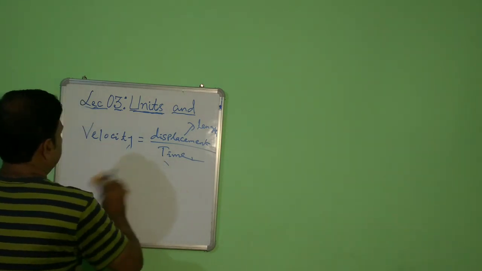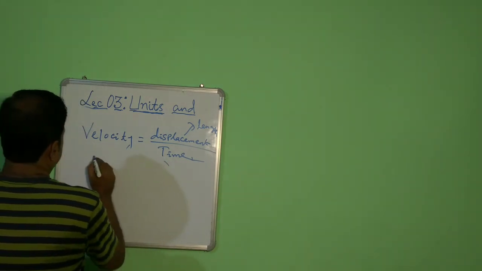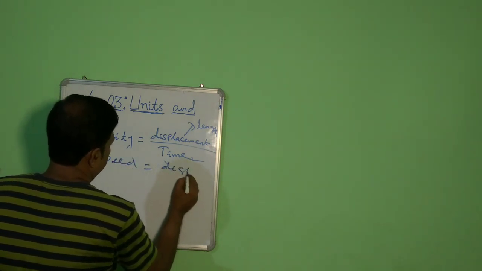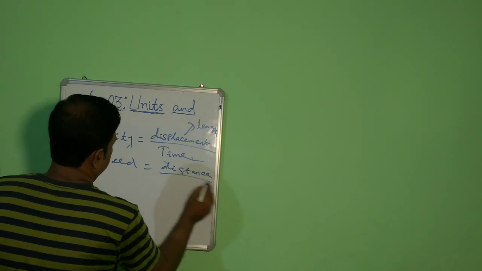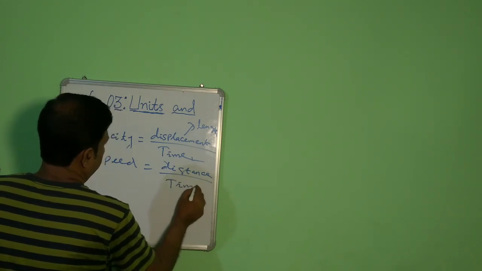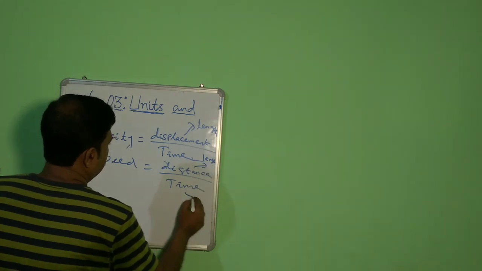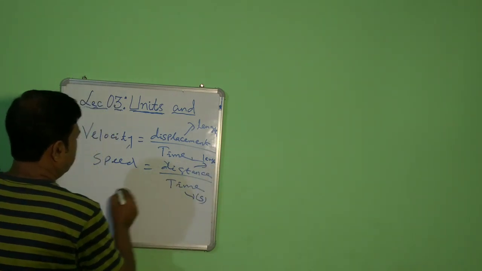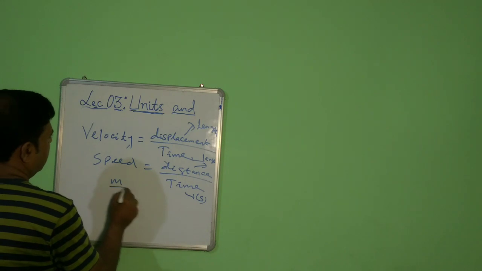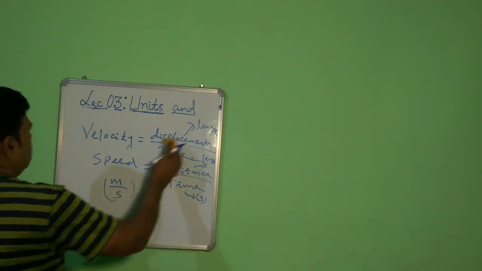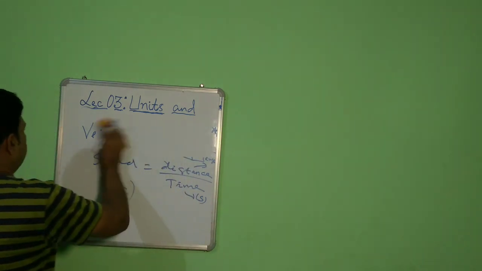Similarly, speed is distance upon time. Distance is measured in terms of length, time is measured in terms of second, so speed becomes meter per second in the SI system. Many more physical quantities are there.